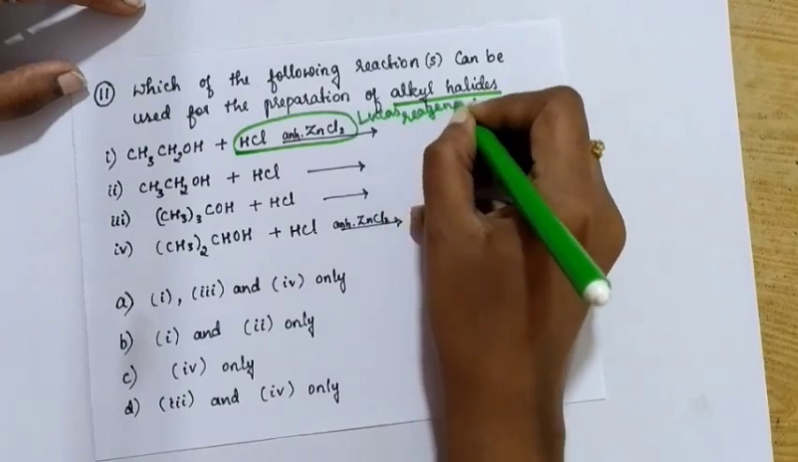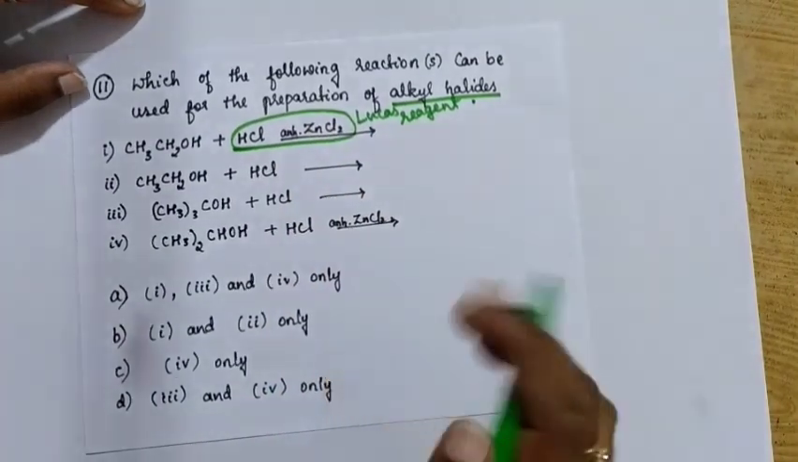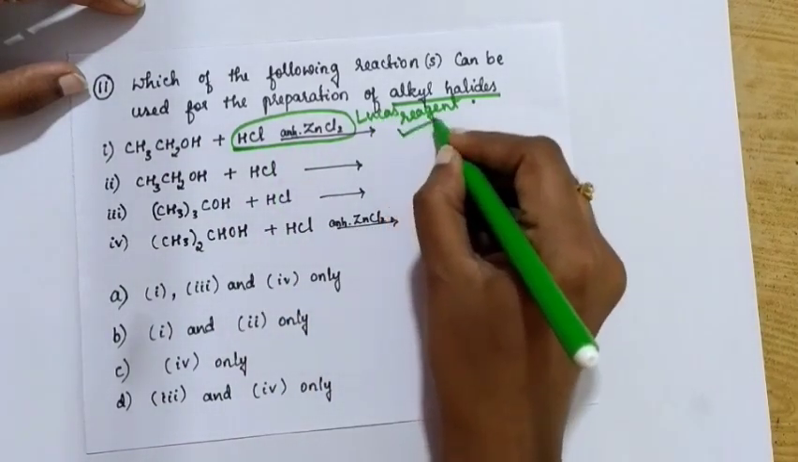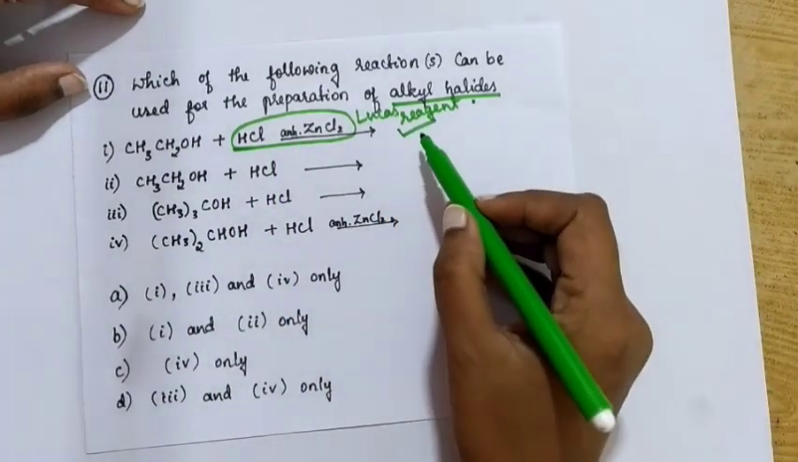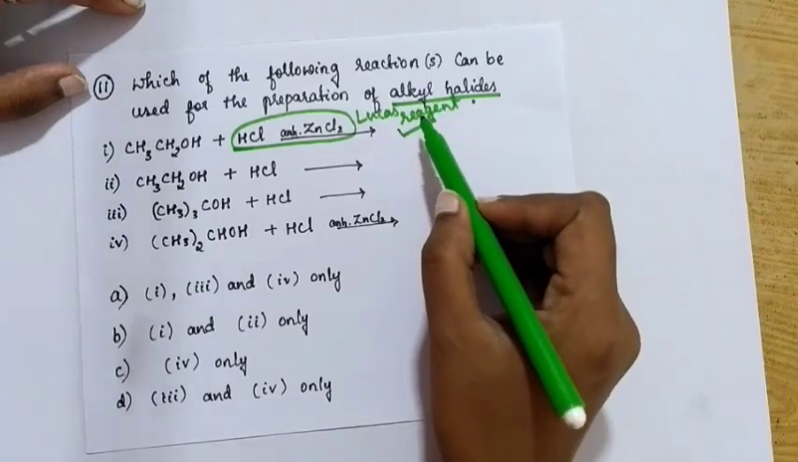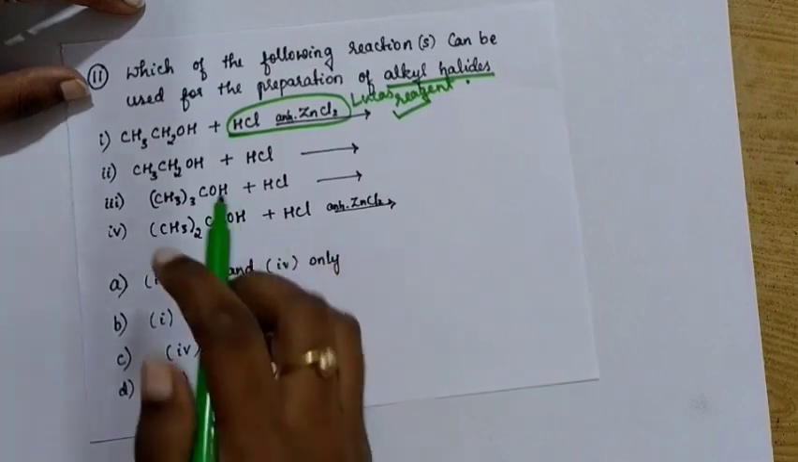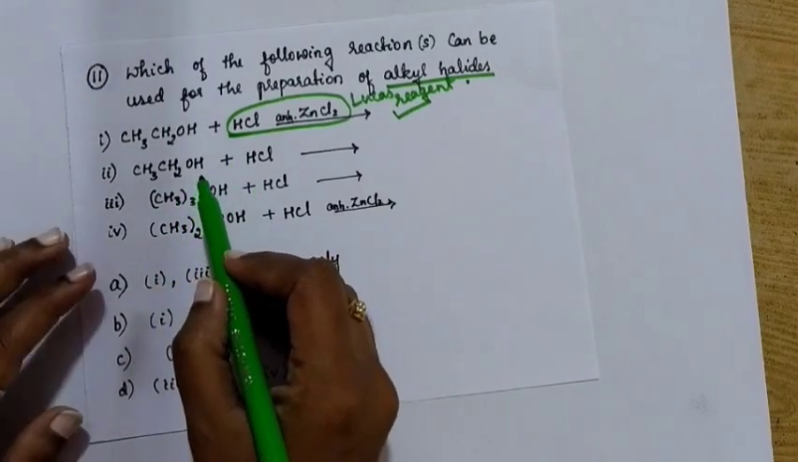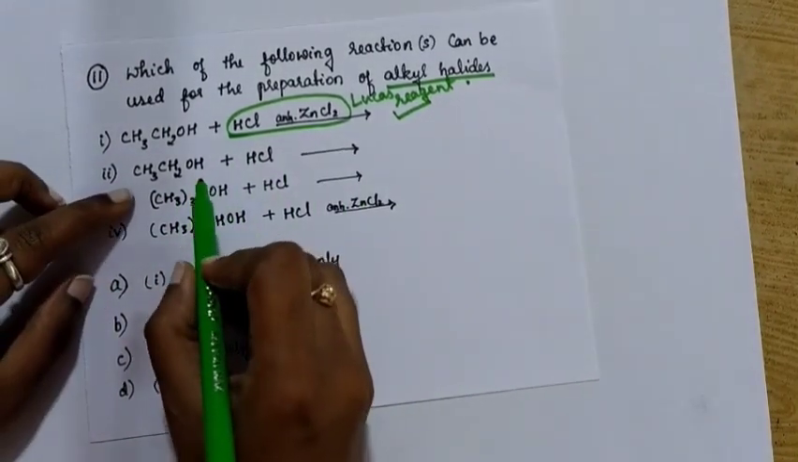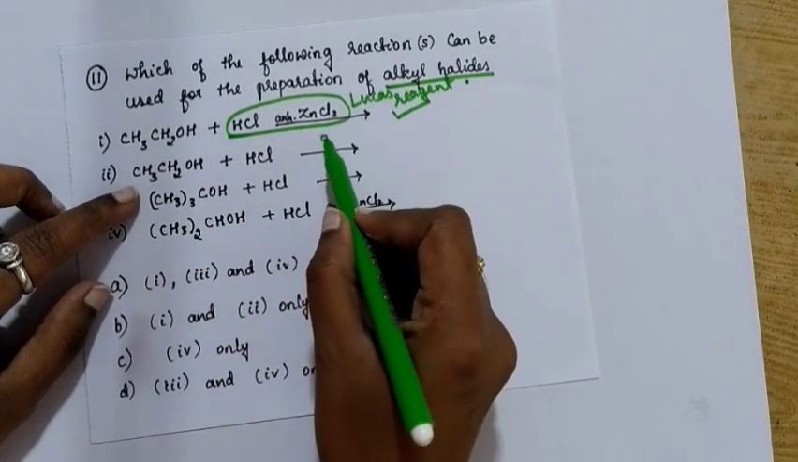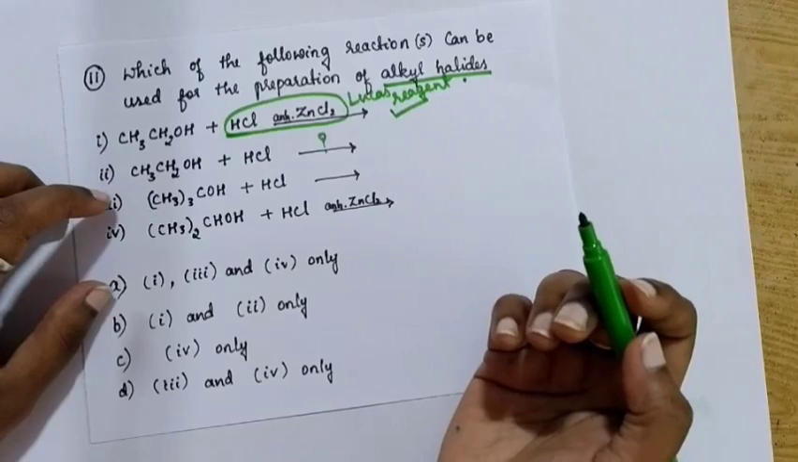Okay, remember that also. When alcohol is treated with Lucas reagent, you are going to get alkyl halide. This is one of the first methods of preparation of alkyl halide from alcohols. And look at the second reaction. Here alcohol is reacting with HCl without any condition. That is not going to happen.